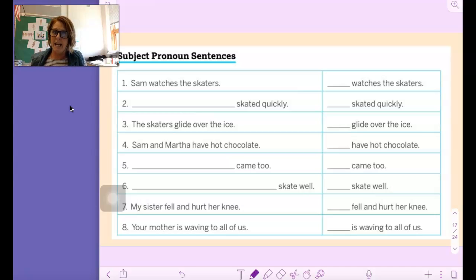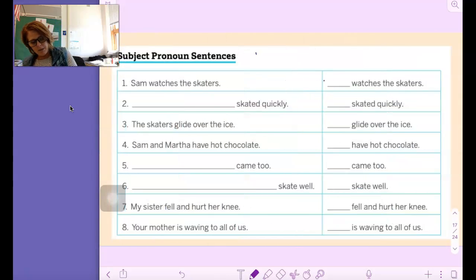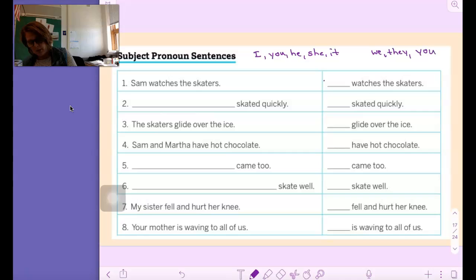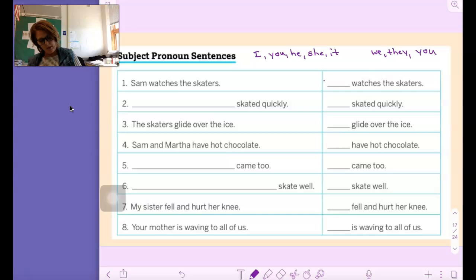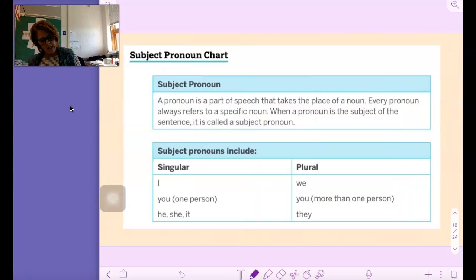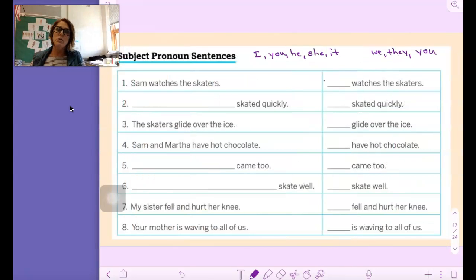Sam watches the skaters. Over here, we can put a pronoun in: blank watches the skaters. And let's write these down. I, you, he, she, it, we, you, they. So we have to choose from one of those.